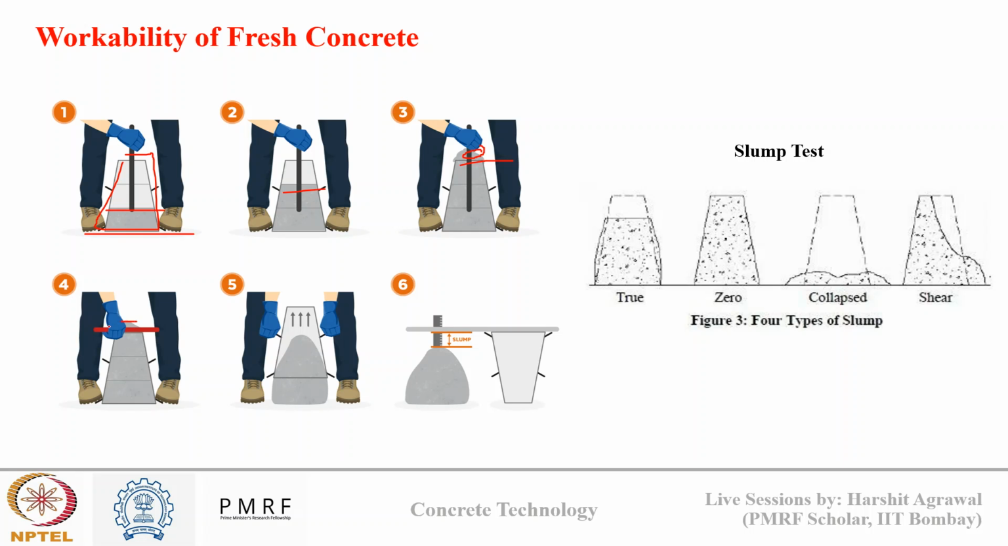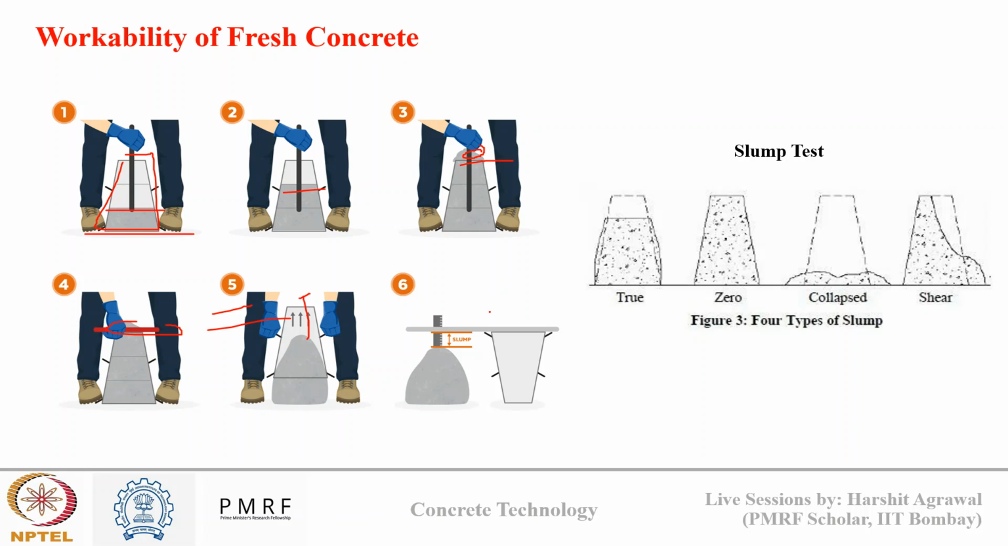Step 4, you can see leveling is done. Then this cone is lifted vertically without any jerk. Without any jerk means that my lift should be clean, vertical, and continuous. It should not be like we have lifted to a certain height, then we stop, then we lift it again. At once, vertically, you need to lift without any jerk. And that is step 5.